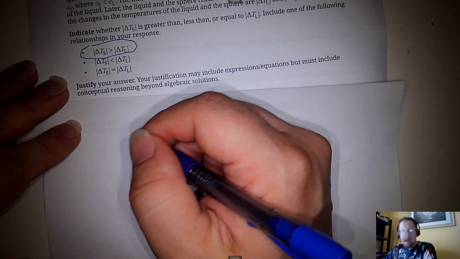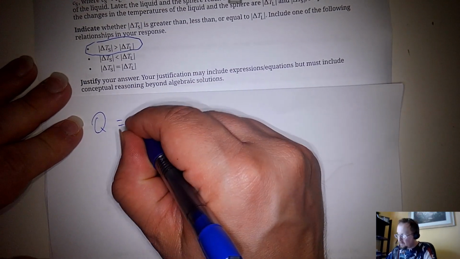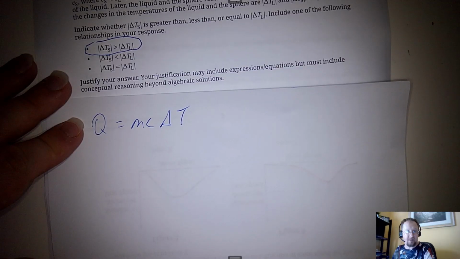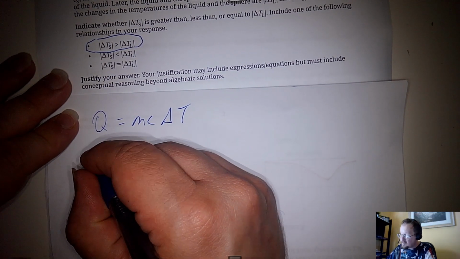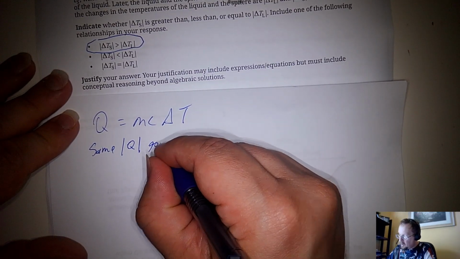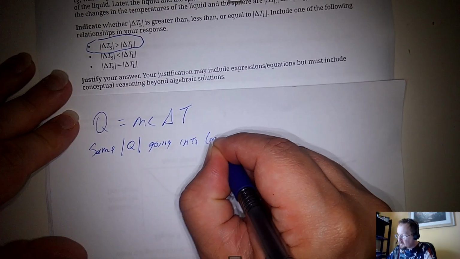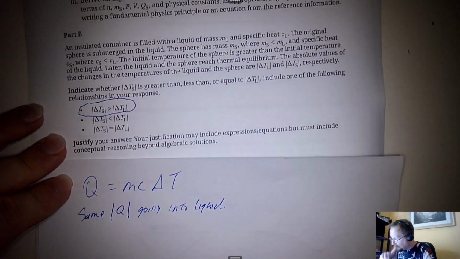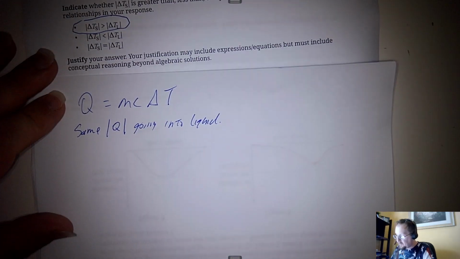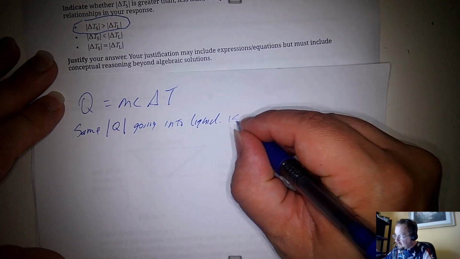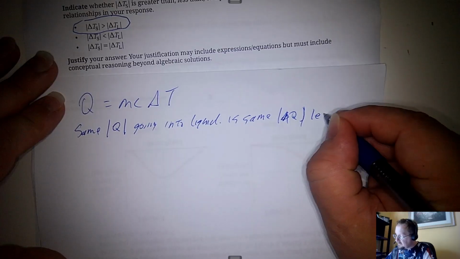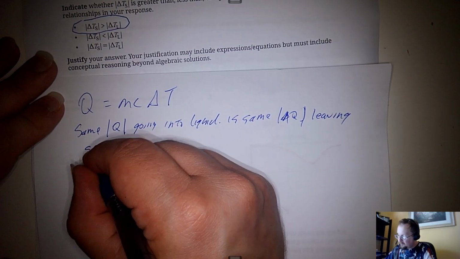Okay, so I am going to say Q equals MC delta T, even though it says it must include conceptual reasoning beyond algebraic solutions. So in other words, the same delta Q going into the liquid. We were told that the sphere is hotter initially than the liquid. Going into the liquid is the same Q leaving the sphere.